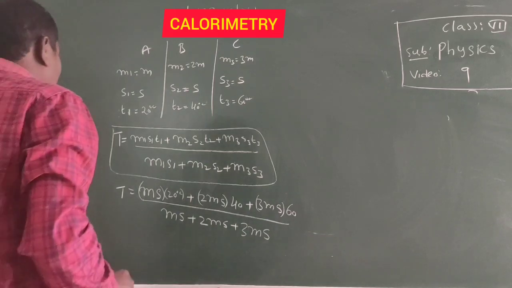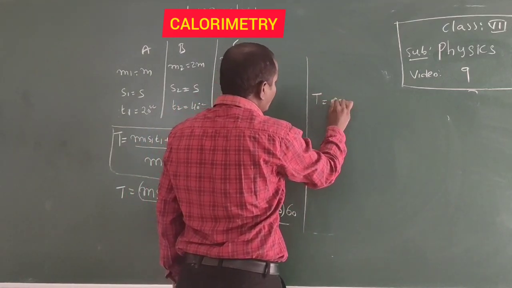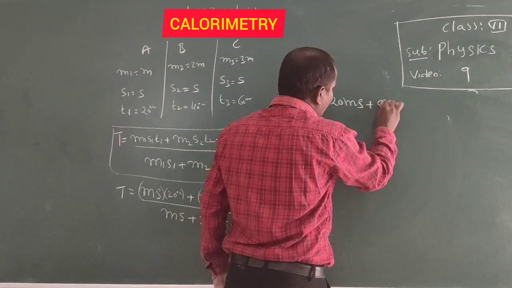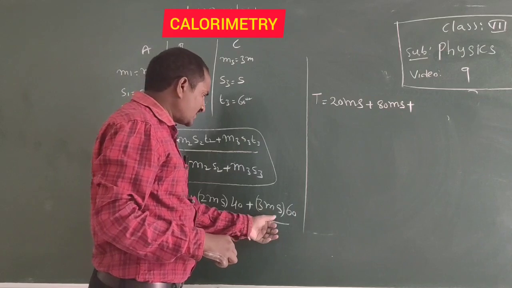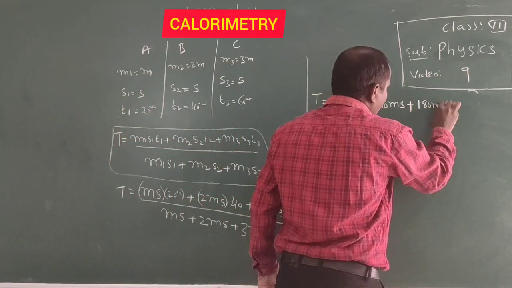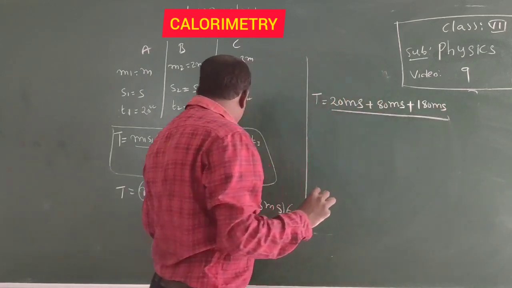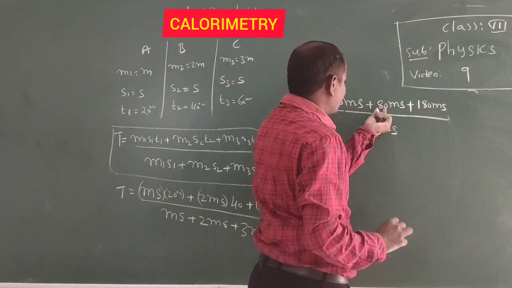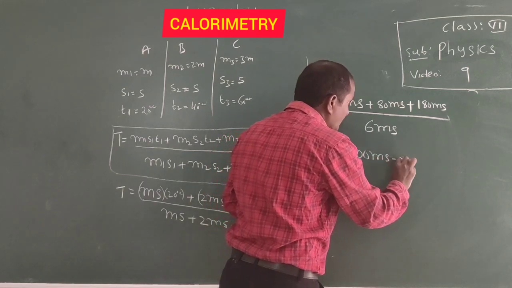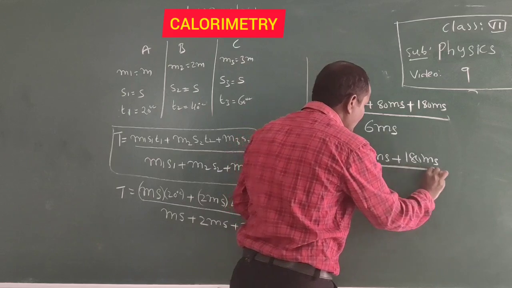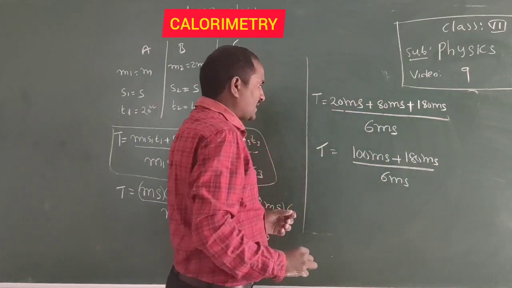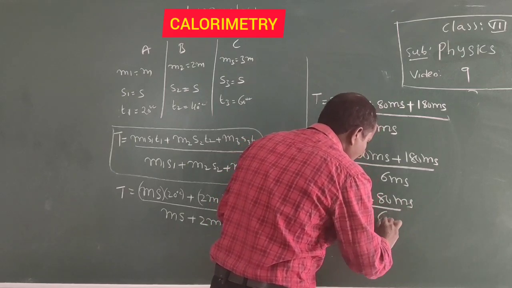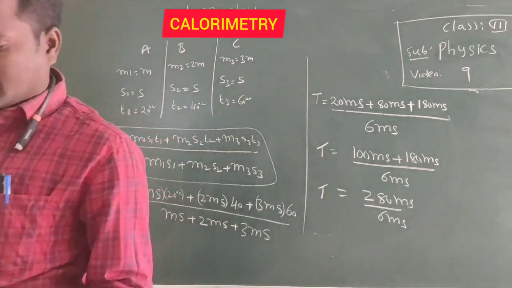Now MS into 20 is 20 MS. 2 MS into 40, that is 80 MS, plus 3 MS into 60, 180 MS, by MS plus 2 MS plus 3 MS, that is equal to 6 MS. 20 MS plus 80 MS, that is 100 MS. So 100 MS plus 180 MS by 6 MS. So here 100 plus 180, that is equal to 280. 280 MS by 6 MS.